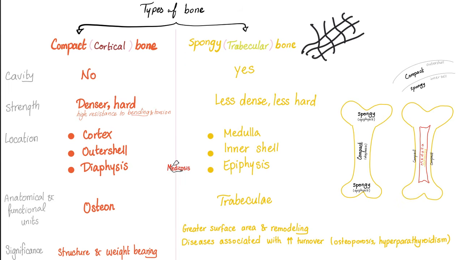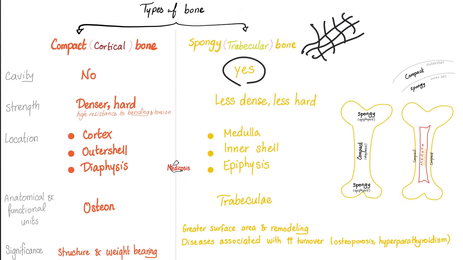Make no mistake about it, both of them are hard if you compare them to the cartilage. However, compact bone is more compact, meaning harder, than the spongy bone. Because spongy bone or trabecular bone is made of trabecula, you can see a bunch of cavities in the middle. So yes, this has cavities. But compact bone does not. Compact bone is denser and harder, unlike the spongy or the trabecular bone.